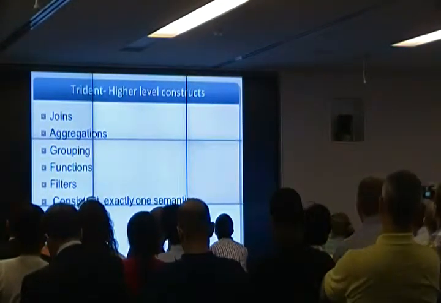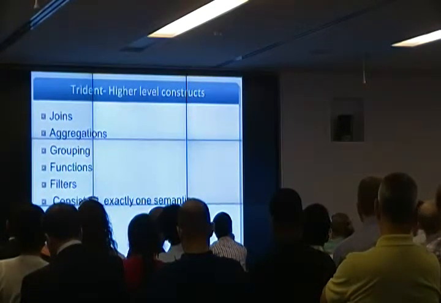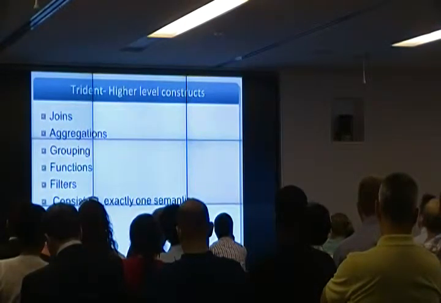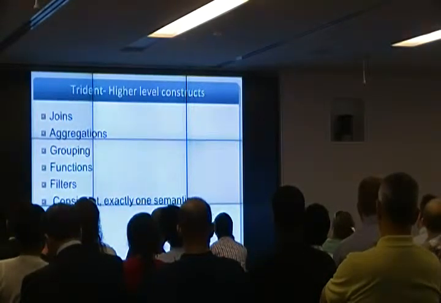What is exactly-once semantics? For example, let's say you count your tweets, and some tweets fail, and you happen to replay them. So now you have two tweets instead of one, so your counter can be off. That's exactly-once semantics, it's guaranteed by Trident. So this is not happening.